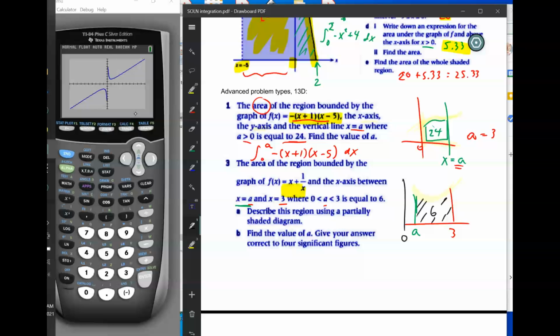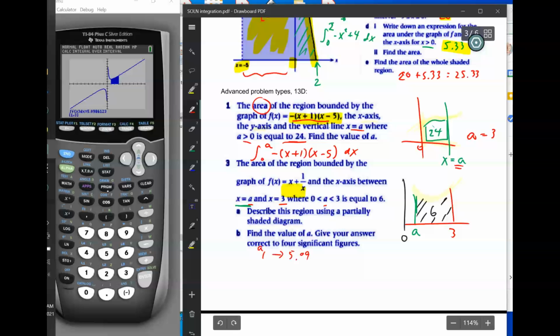This time, instead of using the math function, we've already graphed it, so why don't we use second calc, integrate. So we'll do second calc, and then integrate, which is 7. We'll put 1 for the lower limit, and then 3 for the upper limit. And the answer is 5.09. So I tried a equals 1, and that gave me 5.09 area.